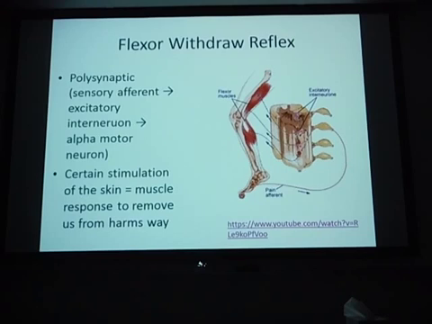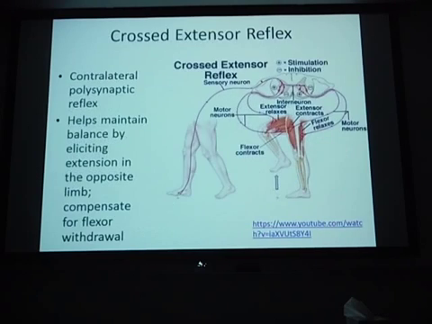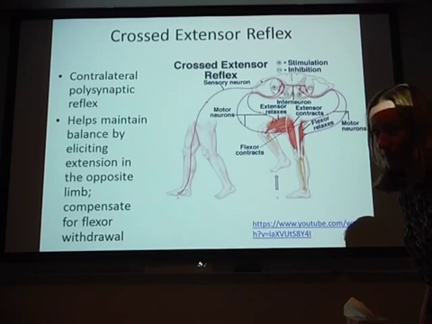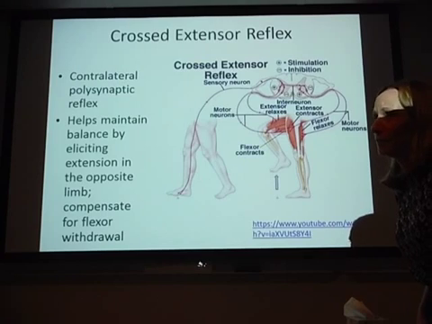Now that is a little bit different than what we're going to talk about on this last slide, which is the crossed extensor reflex. And this is what's going to happen. This is only going to be in the lower extremities. We're going to take that same example of stepping on a tack. You guys can look up for a second. I don't know how well you can see me, but if I'm stepping with my right leg, which was what the other example was, and I go to step on that tack, right? Where is my left leg?